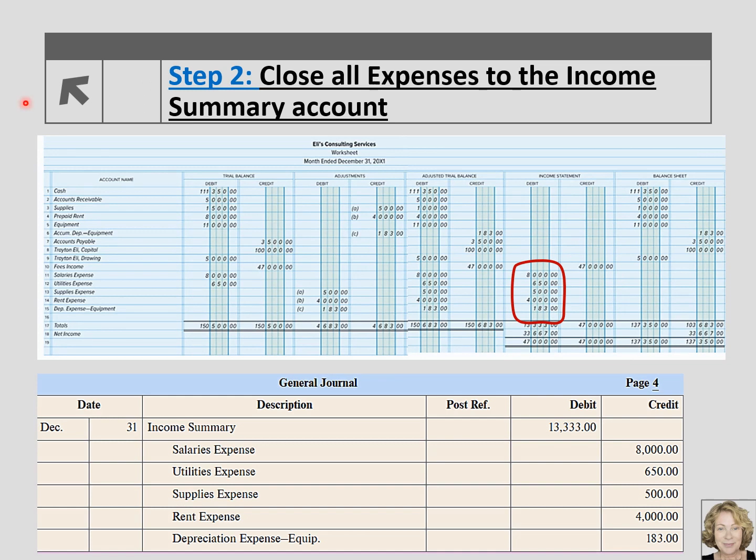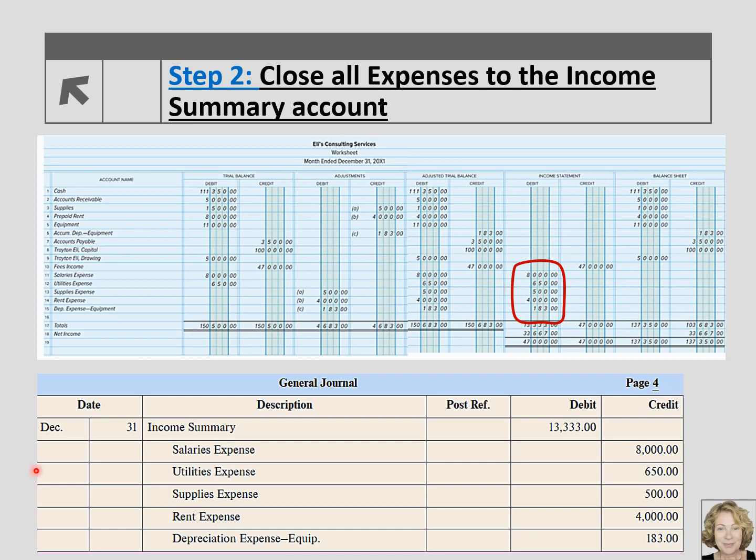Step 2 of the closing process involves closing out all expense accounts and any other income statement account with debit balances to the income summary. There are 5 income statement accounts that are expense accounts. So let's close out the expense accounts, which all together add up to $13,333. So how do we close out the expense accounts? We debit income summary first for $13,333 and then credit each expense account. So let's write that journal entry into the general journal.